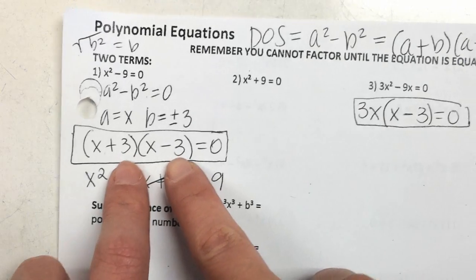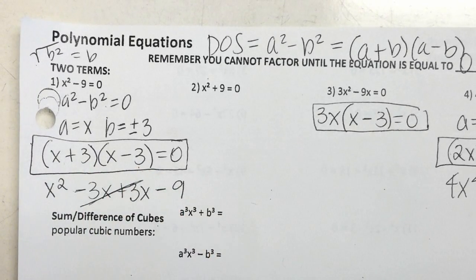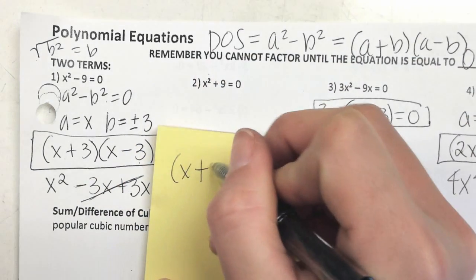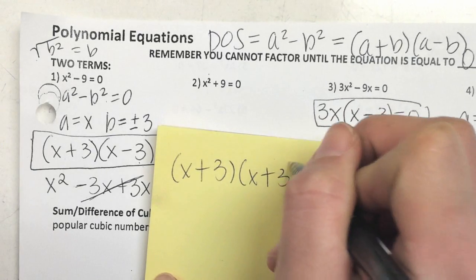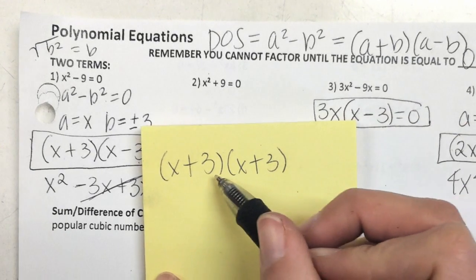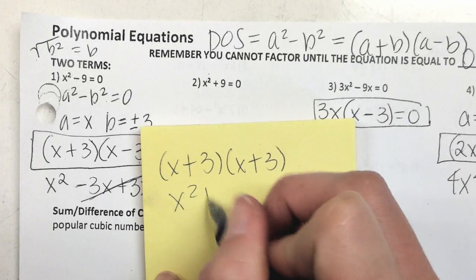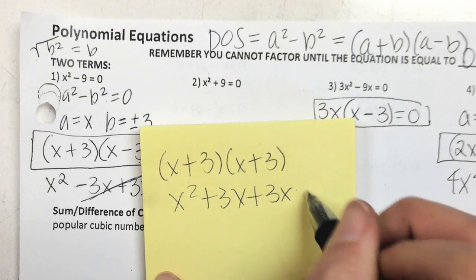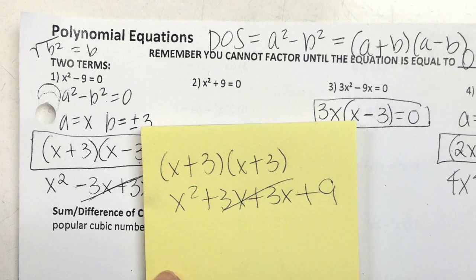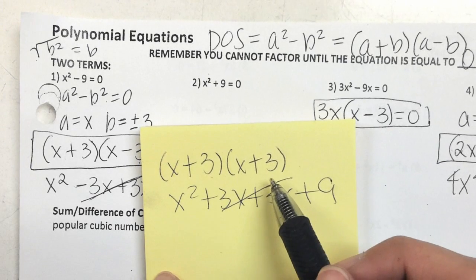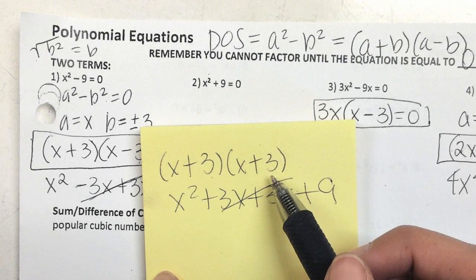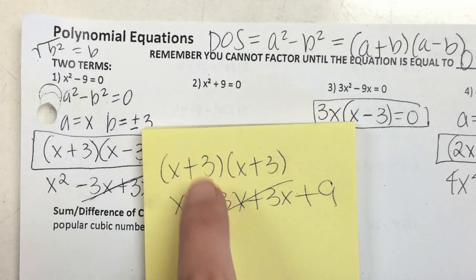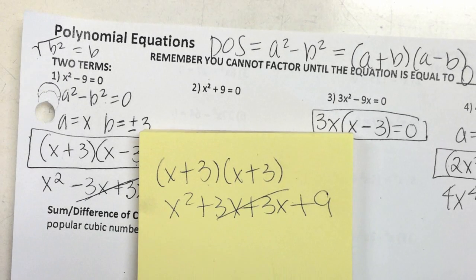Just name some things you have in your head. 3 and 3, right? If we did x plus 3 and x plus 3, what would our middle term be? 6x, right? Because we do x squared plus 3x plus 3x plus 9. So the middle terms wouldn't cancel out. Any other ideas what these could be? We're trying to get 9, but the middles have to cancel. They have to be the same number, but different signs, and they have to multiply together to get 9.